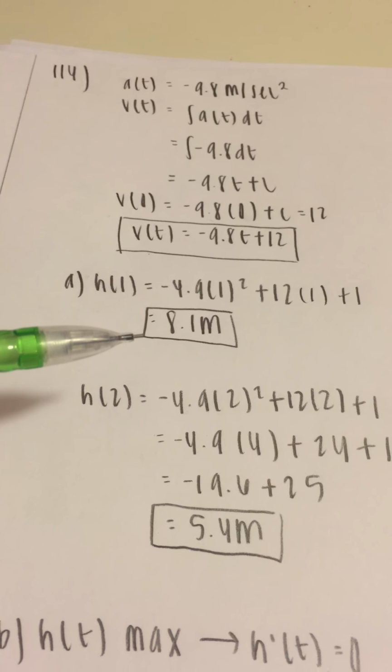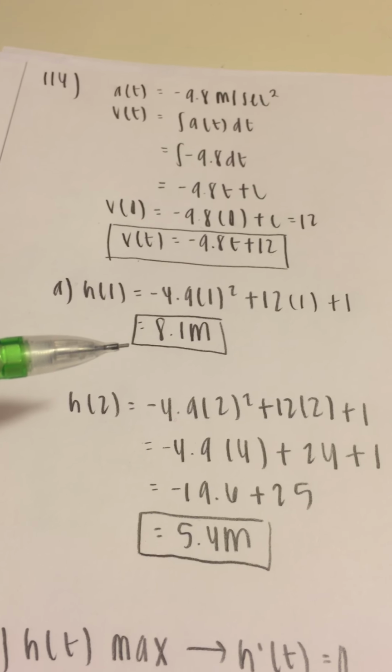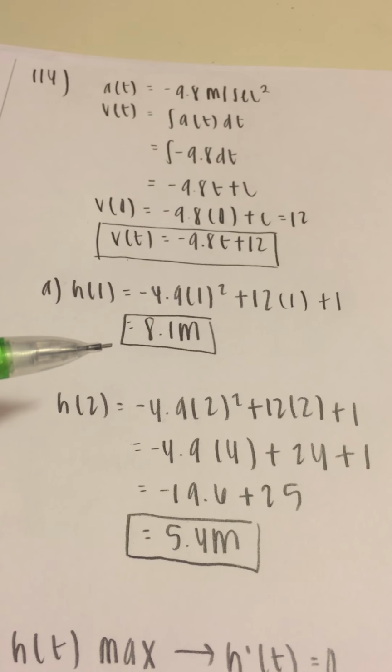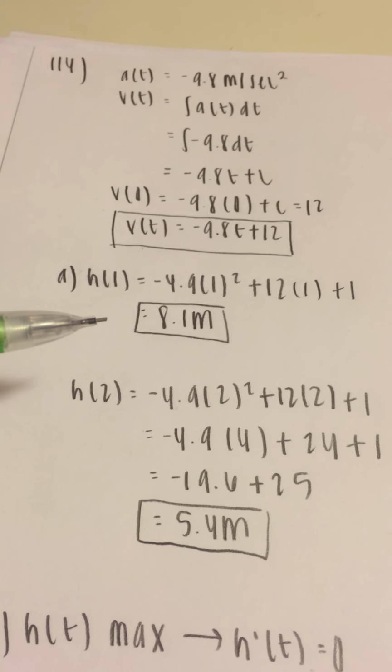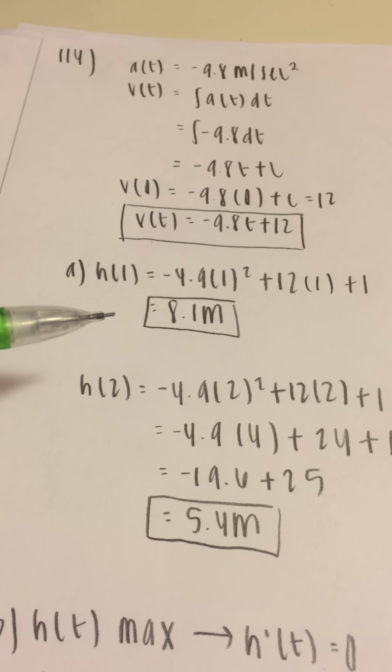This is CPM Chapter 5, Problem 114. Carol threw an eraser straight up with a starting velocity of 12 meters per second and a starting height of 1 meter. Find the velocity function and height function using the acceleration of negative 9.8 meters per second squared.